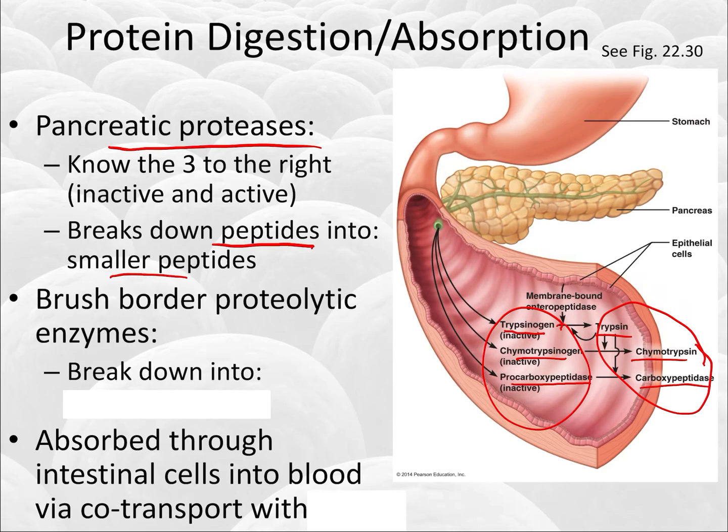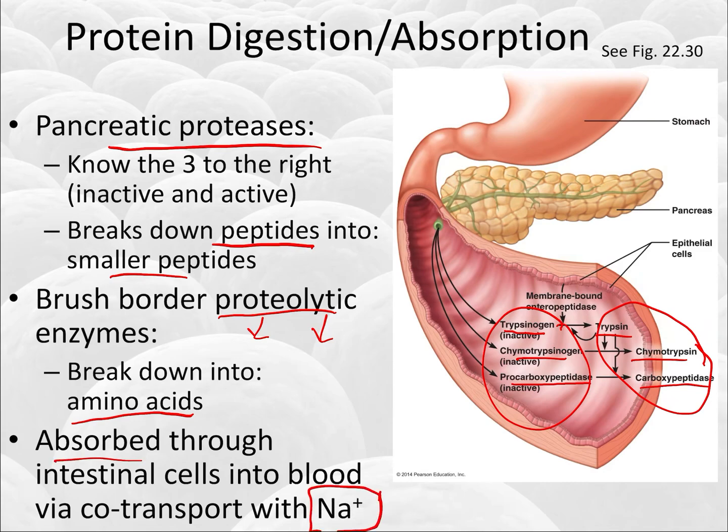But then finally we got to get down to those brush border enzymes again, so proteolytic enzymes. Lytic means to lyse, to break down. Proteo means protein, right? So these little enzymes finally break them down into individual amino acids, and that's what we need to get them in. We need to get them down to individual amino acids before we can get them into those intestinal cells. So that's the digestion part. The absorption part into the cells is via co-transport with, you guessed it, sodium again.